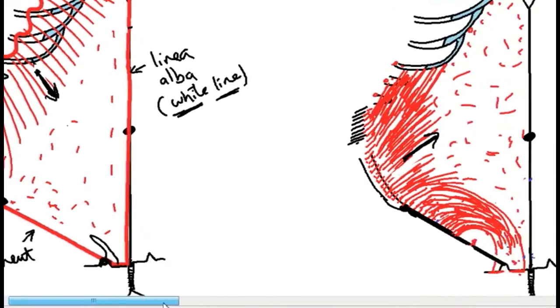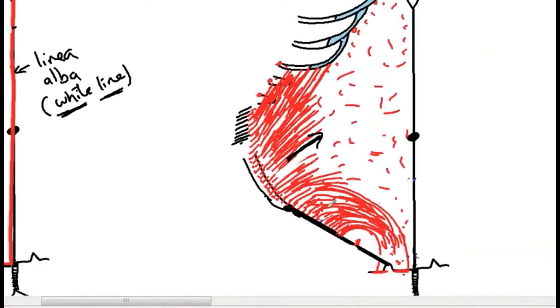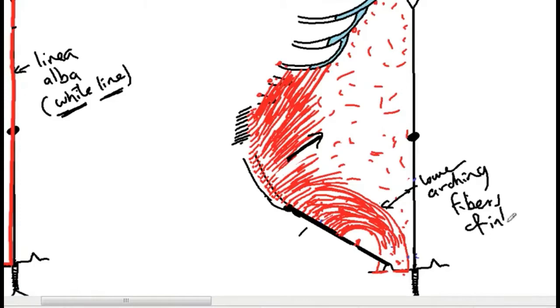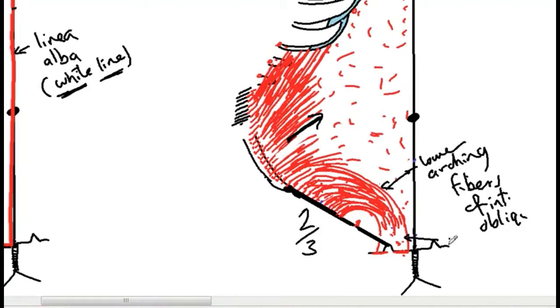From the upper surface of the inguinal ligament, there are fibers of the internal oblique that make an arching shape like this. These are called the lower arching fibers of the internal oblique. They arise from the lateral two thirds of the inguinal ligament, make an arch like this, and the end of this arch is the conjoint tendon here. This is the conjoint tendon.